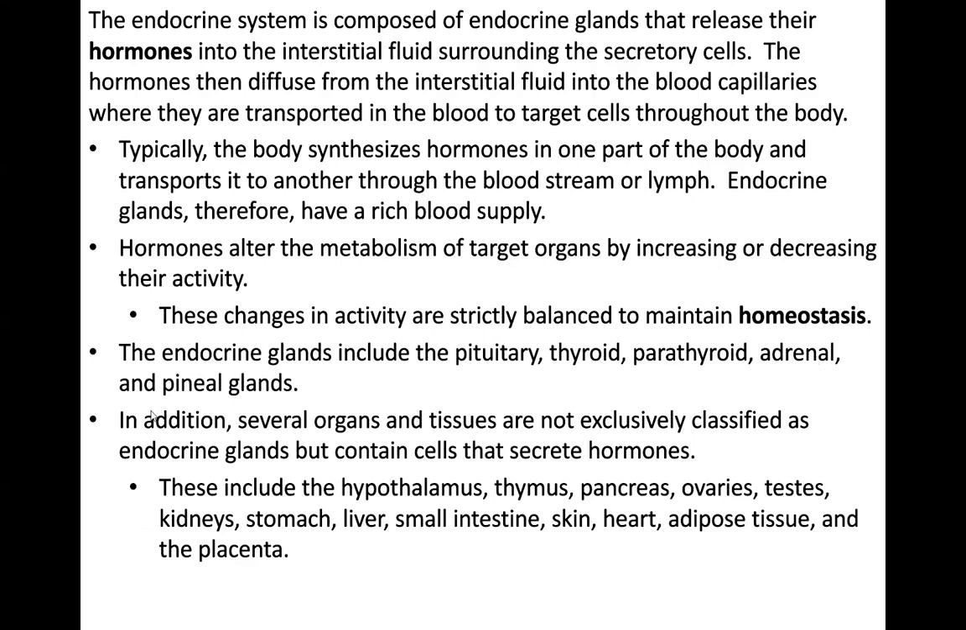Okay. But in addition to those, we do have several other organs and tissues that are not exclusively classified as endocrine glands, but they do contain cells that secrete hormones. So these are kind of like the secondary endocrine organs. And there are many of them. You can see they're listed here at the bottom. We're not going to talk about all of them at this point in the semester, but we will talk about the hypothalamus, your thymus, the pancreas, a little bit about the ovaries in females, the testes in males.